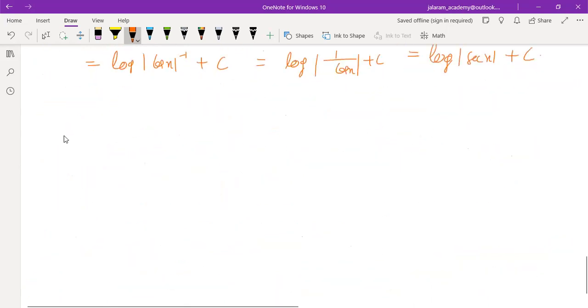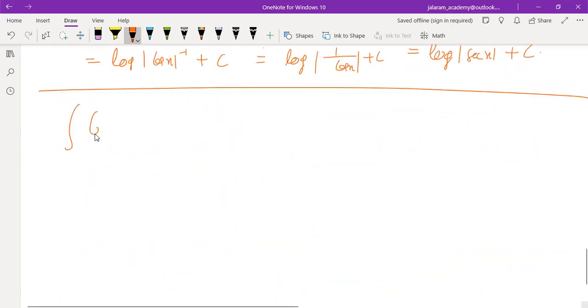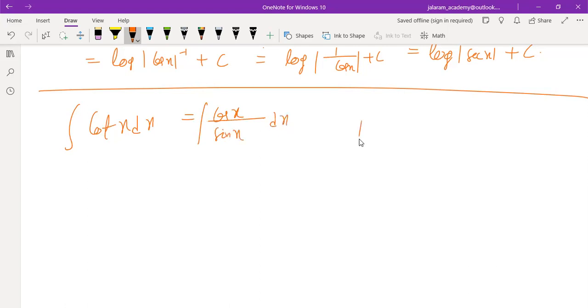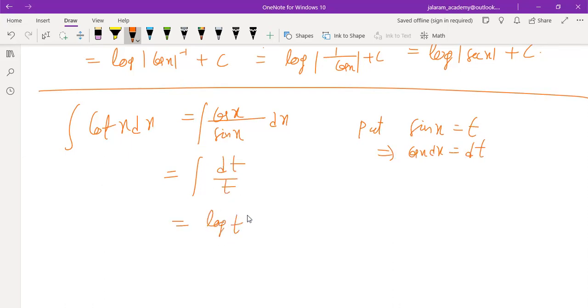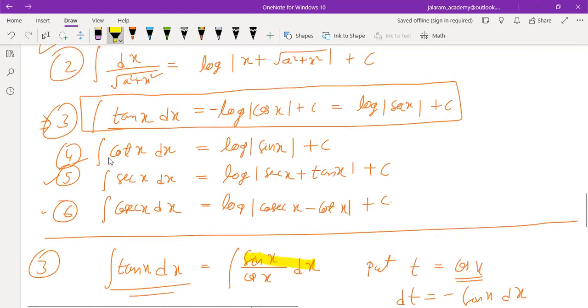Next, we will prove formula number 4, integration of cot x dx. First of all, we write cos x by sin x dx, and then put sin x equals t. So its differentiation is cos x dx equals dt. It doesn't have a minus, so it will be easier than the previous one. Cos x dx is dt and sin x is t, and the integration of dt by t is log t plus c, and t is sin x. So log modulus of sin x plus c. This we have written above, that integration of cot x is log modulus of sin x plus c.